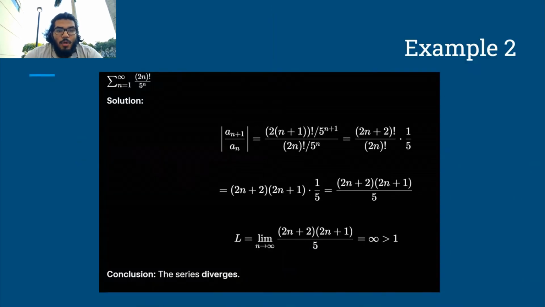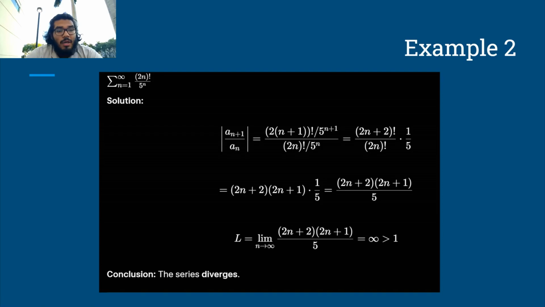For example 2, we have the series with general term 2n factorial divided by 5 to the nth power, summed from n equals 1 to infinity. And for this, we have to find the general term, which would be 2n factorial over 5 to the nth power. And then we would add 1 to the n terms.